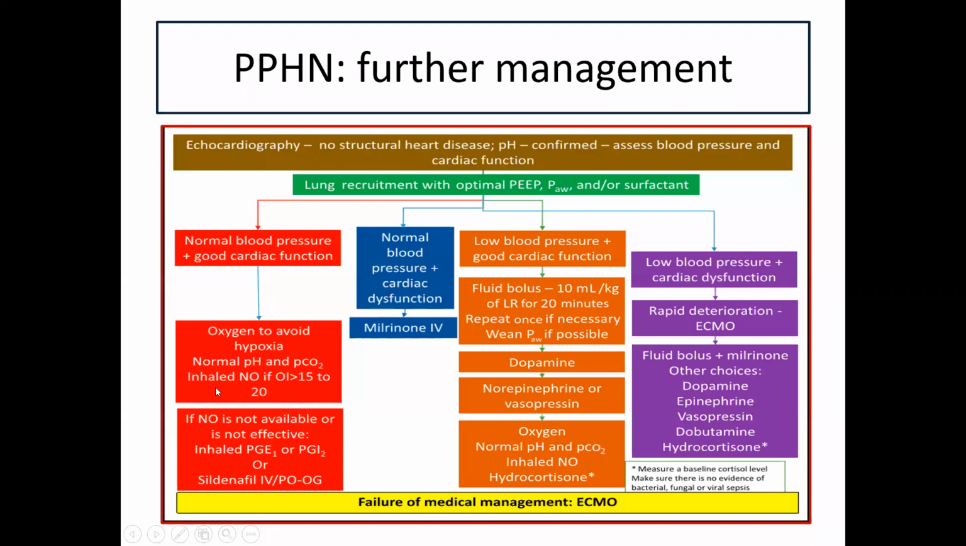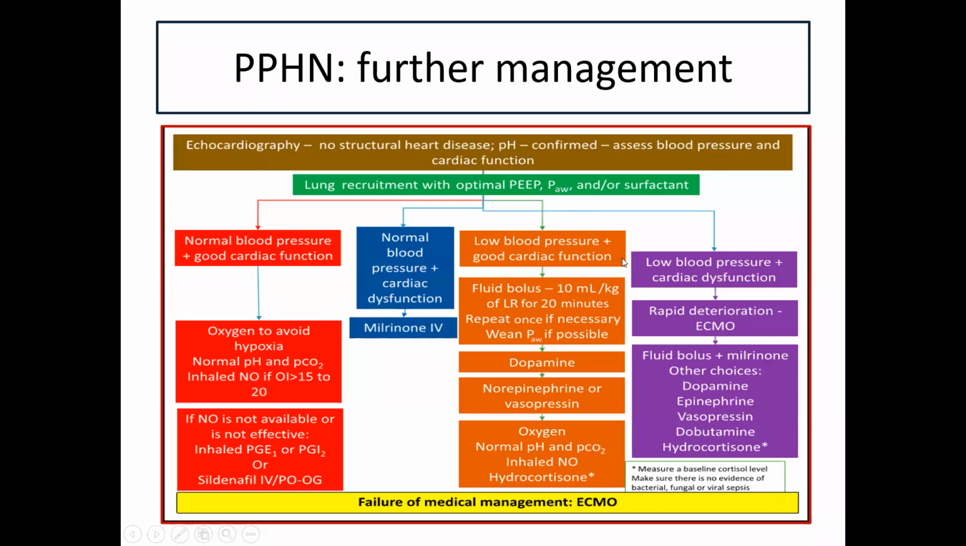And one can start nitric oxide. We will discuss that in a moment. If the oxygenation index crosses 15 to 20. Now, if the newborn has normal blood pressure with cardiac dysfunction, consider using inodilators such as milrinone.